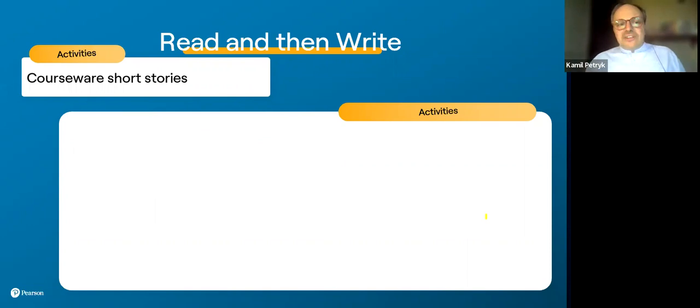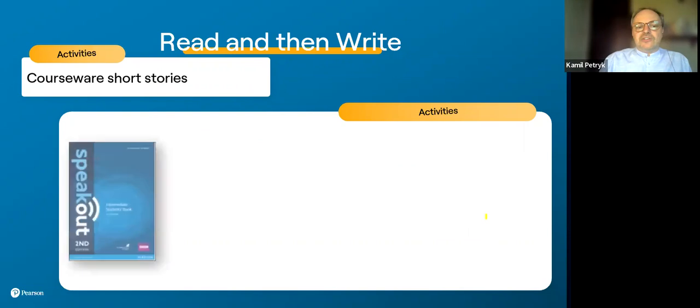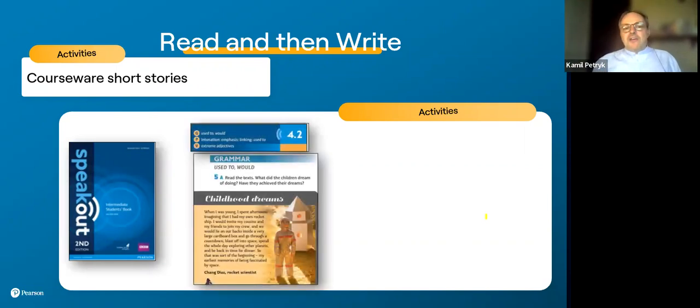You can also take stories from your coursework. You can find a lot of short stories in your coursework. Typically you will not find them in reading comprehension tasks, because those are typically longer. But if you go to, for example, some grammar sections, especially discussing past forms, very often, just as you can see in Speak Out Intermediate here, you can find some short stories. These are not intended for reading comprehension, but you can use them to do the same.